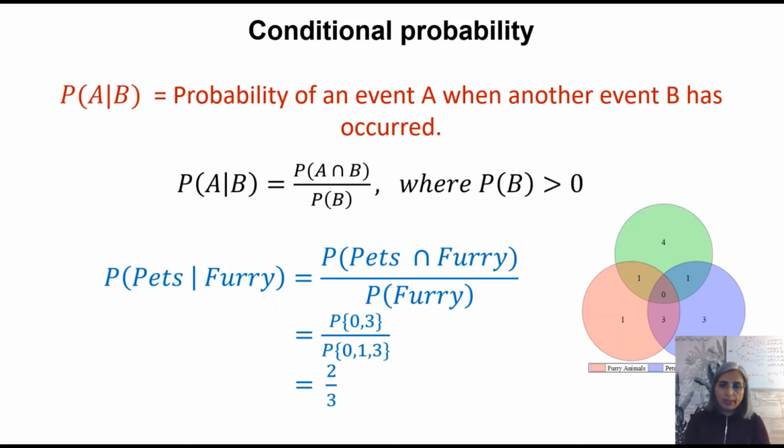So the probability of the intersection of pets and furry animals consists of those numbers that lie in the intersection of pets which are green, which are purple, and the furry animals which are pink. And the numbers that lie in the intersection of purple and pink circle are 0 and 3. And the numbers that lie in furry animals are 0, 1, and 3. So we get the probability of pets given that they are furry as 2 on 3.